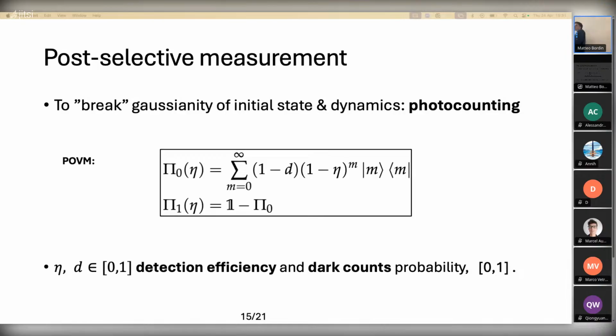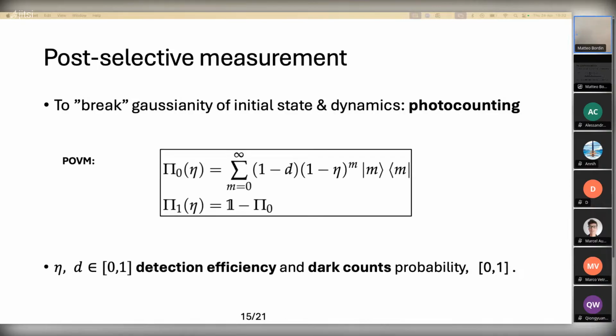Homodyne and heterodyne detection are also quadratic, so they preserve the Gaussianity. Something that is really not quadratic is photon counting. We project onto a Fock state, and we saw at the beginning that a Fock state has a very non-Gaussian Wigner function. So we hope this does the job. We'll show that it does.